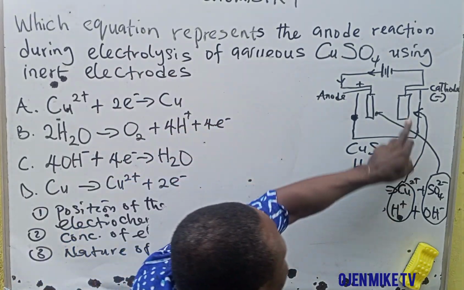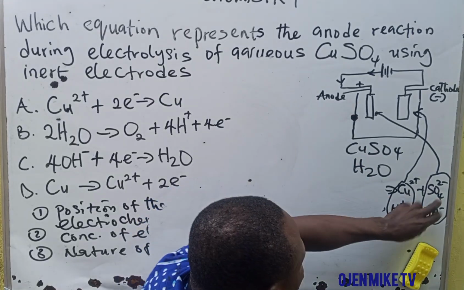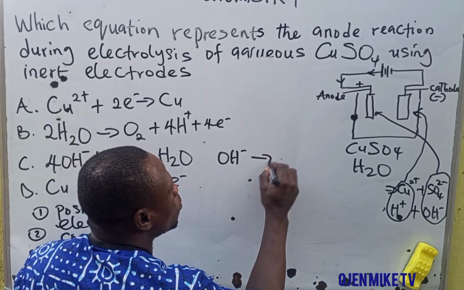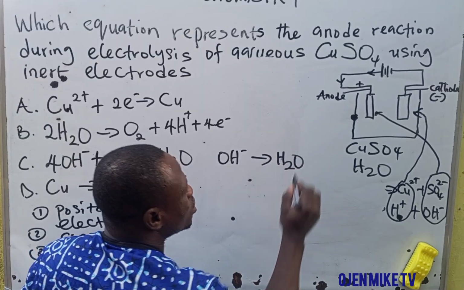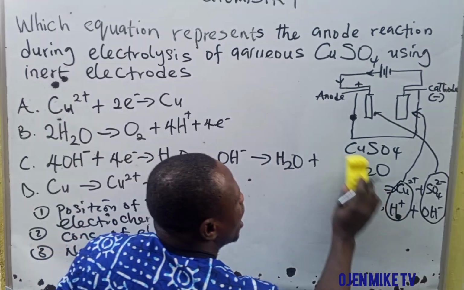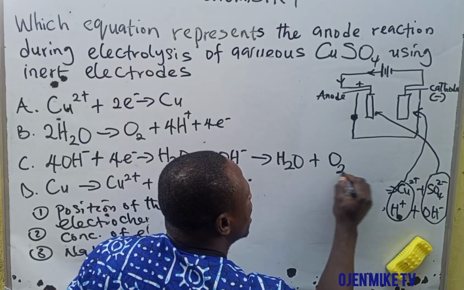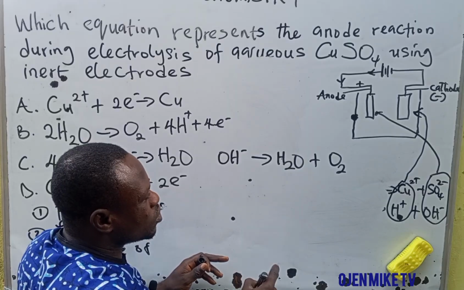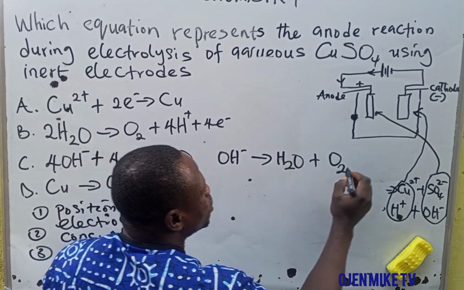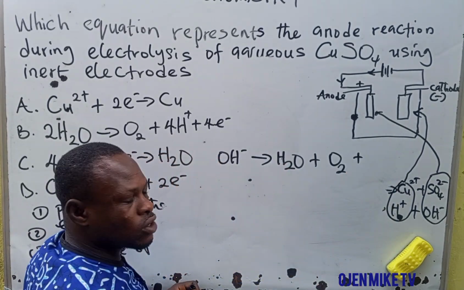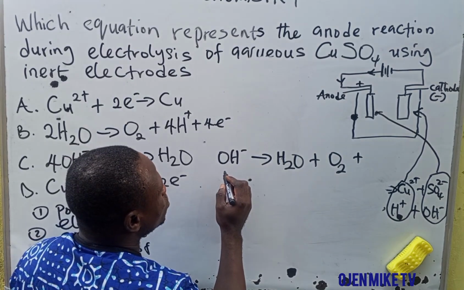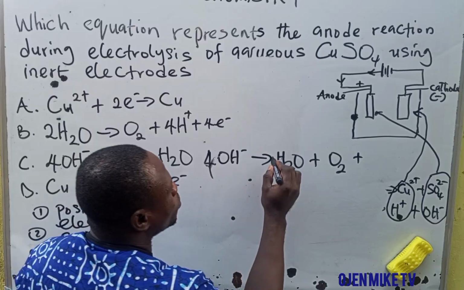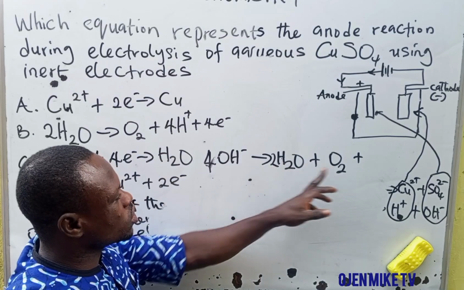Now, what happens at the anode? Look at the ion that will migrate here. OH minus will give you water, H2O, and oxygen gas is liberated. Are you following? So we are going to balance the ions. We need to add 4 here, and put 2 here. Oxygen here is 2.